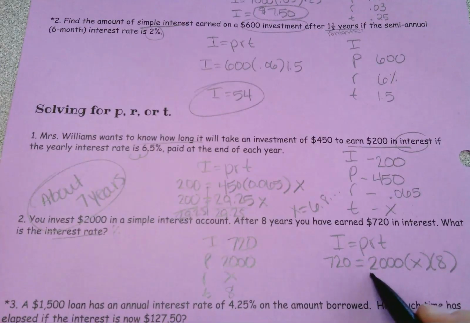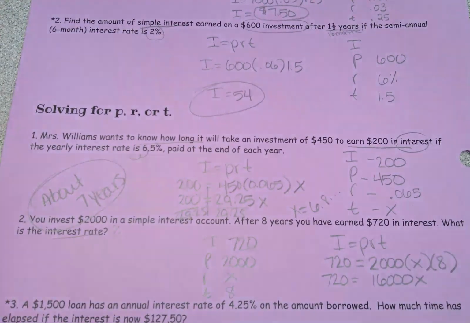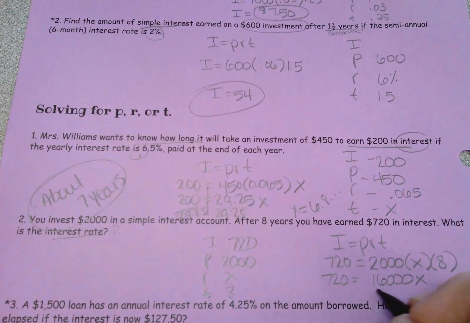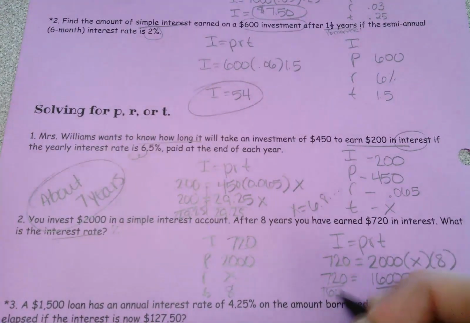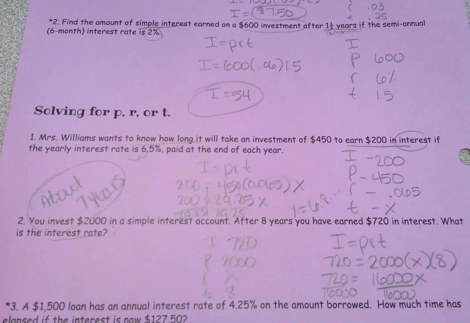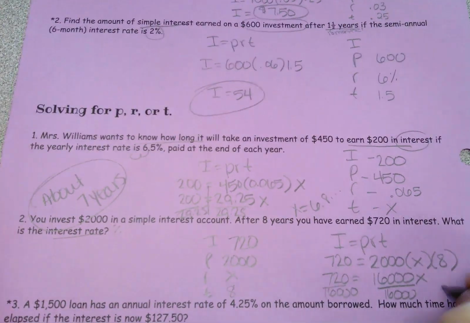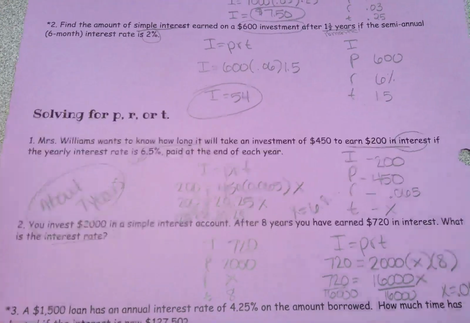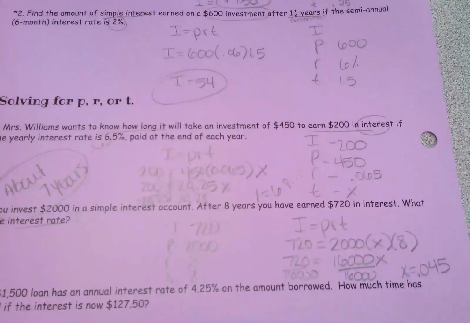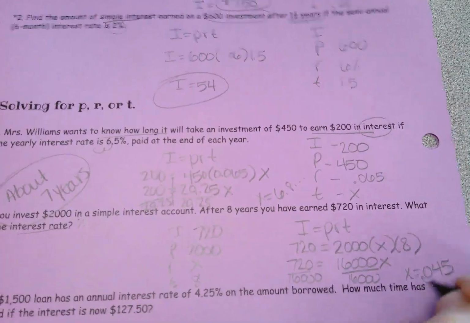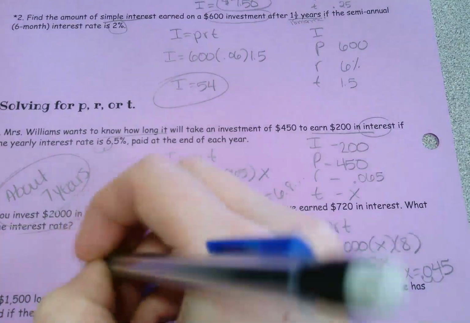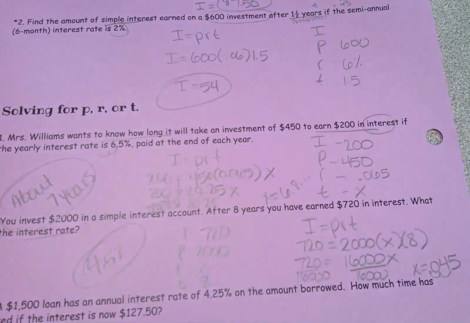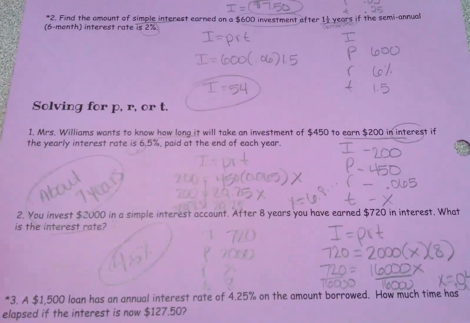Well, 8 times 2,000 is going to give me 16,000 times my X. So now I'm going to divide both sides by 16,000 to get X by itself. And I get 720 divided by 16,000. And I get X equals 0.045. Well, you can't have 0.045%. No, but if I move my decimal place 2 places over, I have 4.5%. 4.5%.